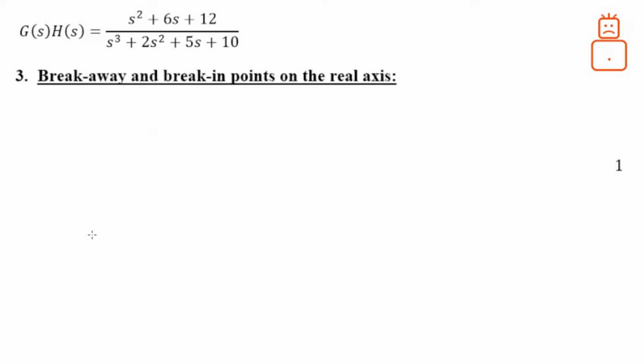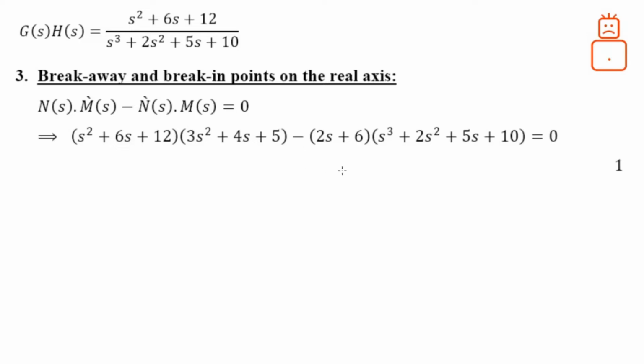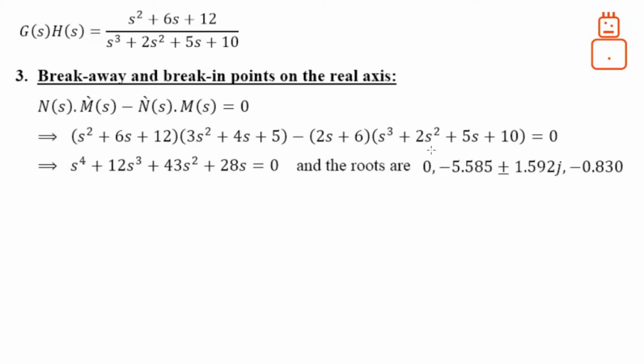Okay, let's compute the breakaway and break-in points on the real axis. This is very easy. You use this formula here. Those components were computed previously in the first step. So just substitute these values here and then try to find the roots of the resulting polynomial. Okay, this is the polynomial. This polynomial is of order 4, so we will have 4 roots. One is at 0, not surprising because we have s common.